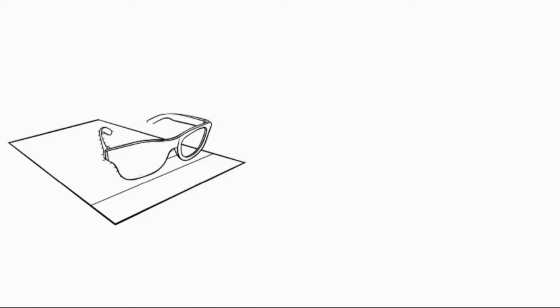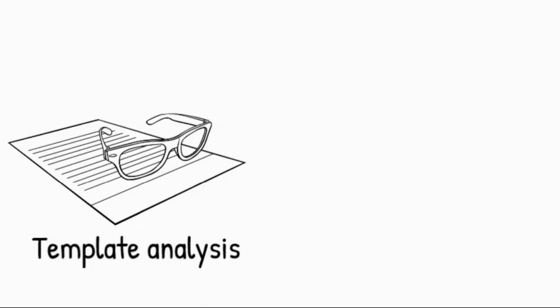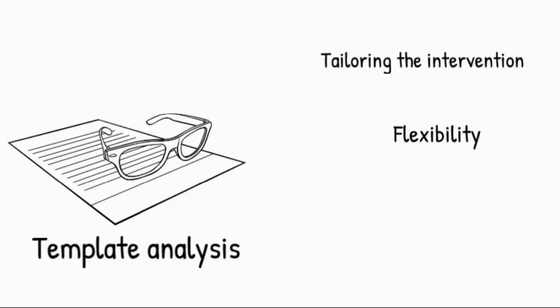We analyzed the papers using template analysis as we specifically wanted to learn about the possibility of tailoring the intervention, the flexibility of the manual, and what dissemination elements were used in the manuals. 2 manuals had a high degree of flexibility as they did not suggest any order in which the actions should be carried out, and the actions were described in low detail.